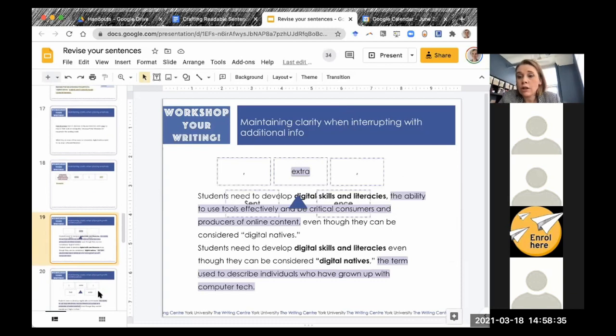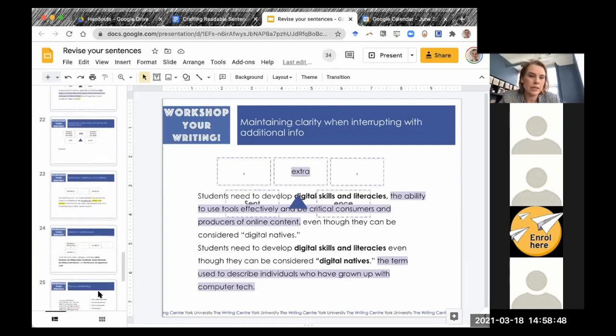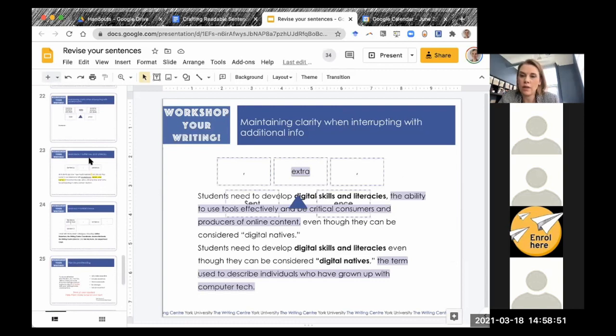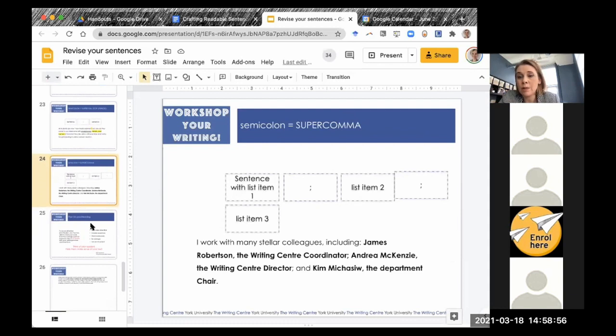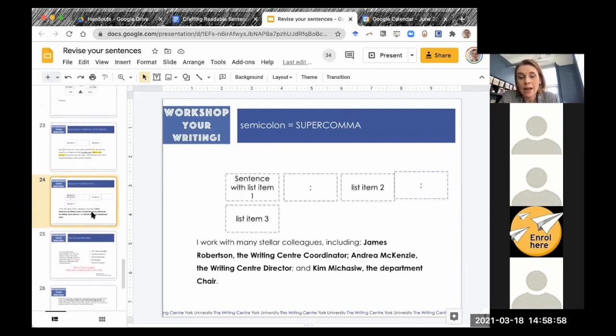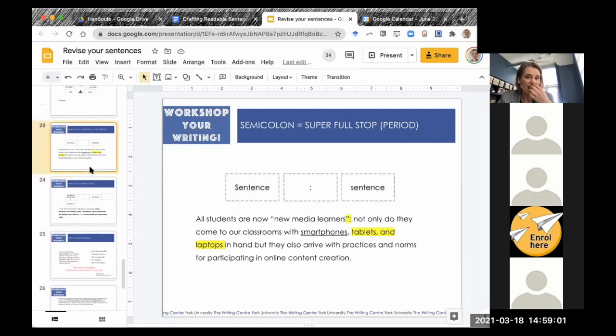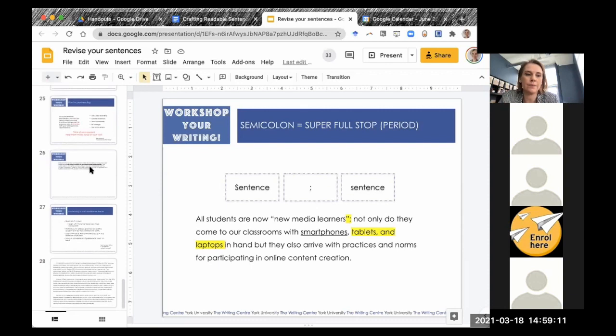And you can insert additional information using either commas on both sides, em dashes on both sides, or brackets, parentheses on both sides. Be consistent with how you're introducing those and make sure that they go right after the thing that's being modified. You can use semicolons in between complicated list items as commas, and you can use semicolons as periods in between two full sentences. So you need to go back to what is a full sentence, the who, the did, and the what, and make sure you have that on both sides.